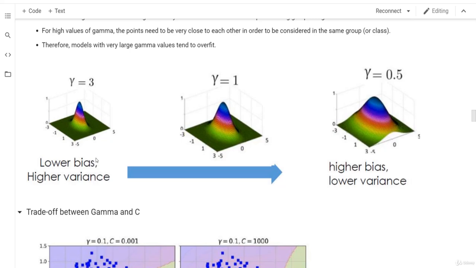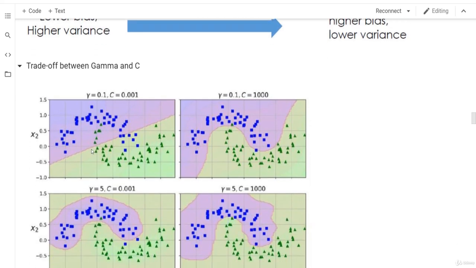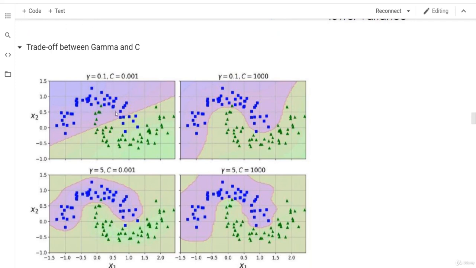So let's now understand the difference between gamma and C, or the trade-off between them. This is the same data set, but using 4 combinations of gamma and C. As we can see here, if we decrease gamma and decrease C, let's just fix C for now.